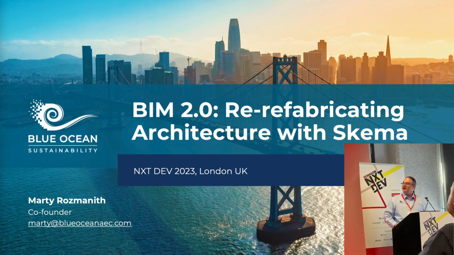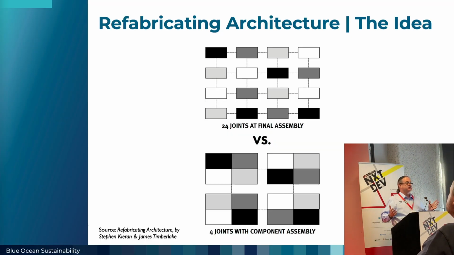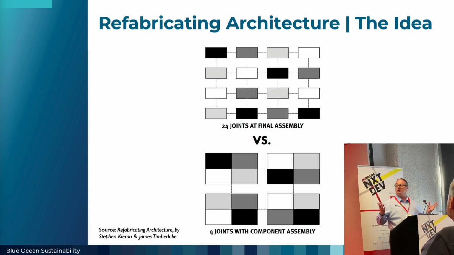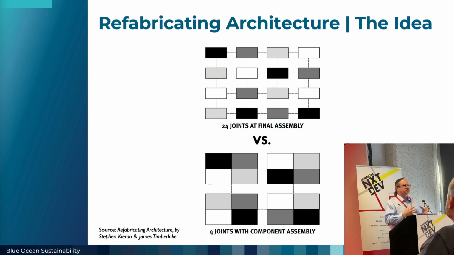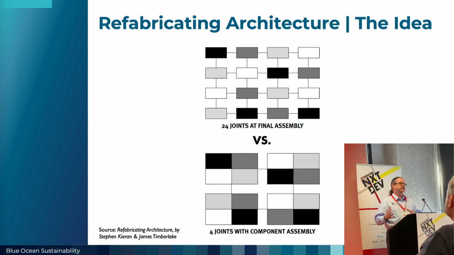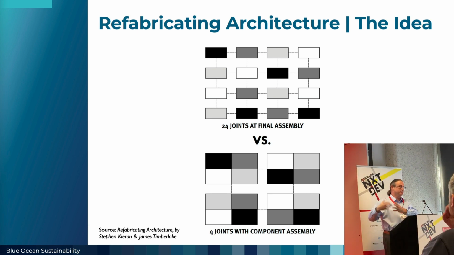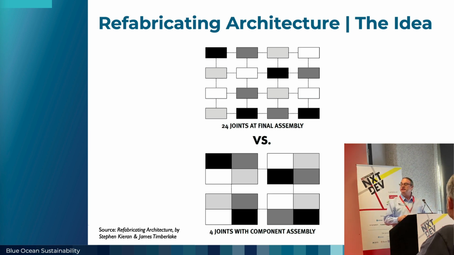So the concept of refabricating architecture was very simple. It's don't do everything on the site where it takes the most time and it can get in the most problems. Instead, chunk things up, and it's much faster because you have fewer joints to figure out. Well, we thought if this can work physically, and this has evolved into prefab and modular and modern methods of construction and all the things you've heard, why don't we do it virtually in the BIM system?